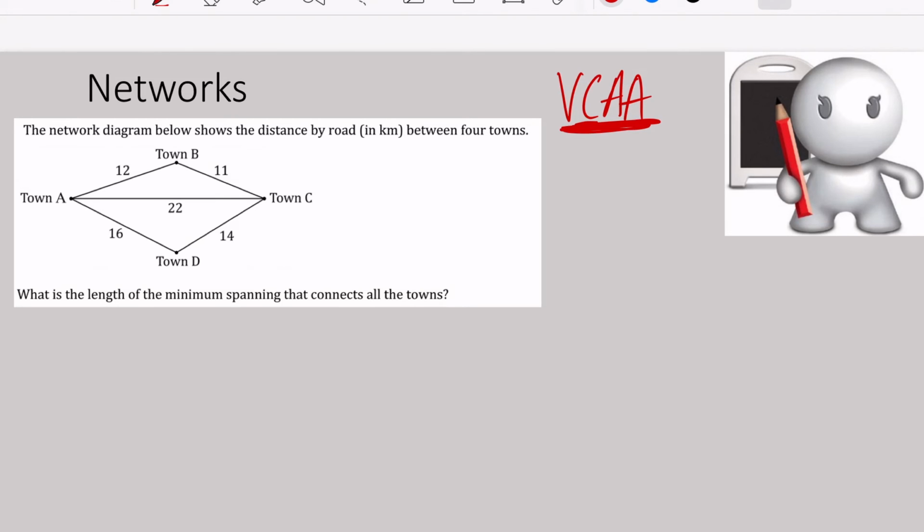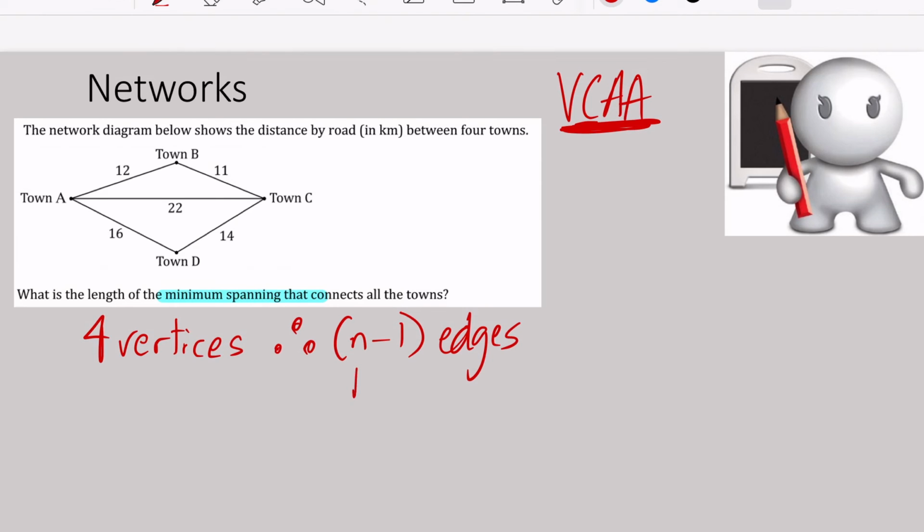So I've got 4 towns, they're all connected, and we're asking about the minimum spanning tree. For the minimum spanning tree, what we have is the number of vertices. In this case, I've got 4 vertices, and therefore for the minimum spanning tree, it's always n minus 1 edges. So it's going to be 4 minus 1 edges, which is 3 edges. So the 3 smallest edges, because we're after the minimum spanning tree.